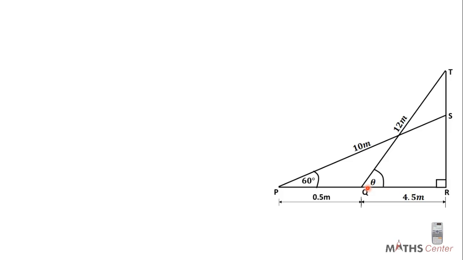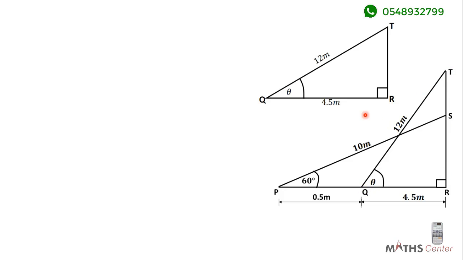The question went on to say that you should find TR. TR is in the right angle triangle QTR. So if you draw the right angle triangle again, QTR, we now know QT to be 12 meters. We know QR to be 4.5 meters. We are looking for TR. We can apply the Pythagoras theorem to find TR.